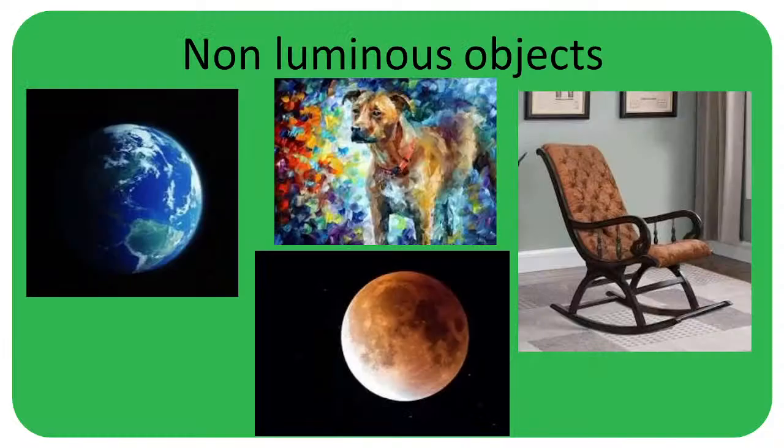What are non-luminous objects? All the other objects that we see in our surroundings, like animals, paintings, book, wall, then chair. Apart from these, there are celestial objects which we call planets. Planets don't give their own light. Stars give their own light, so they are called luminous objects. And all the planets other than stars in our galaxy are non-luminous objects.